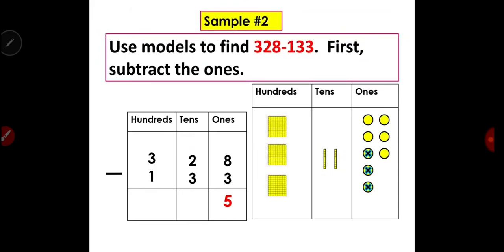Let us have sample number 2. Use models to find 328 take away 133. At the left side, we have the place value chart. At the right side, we have the place value blocks. First, subtract the ones. So 8 take away 3 is equal to 5. 1, 2, 3, 4, 5. So we have 5.